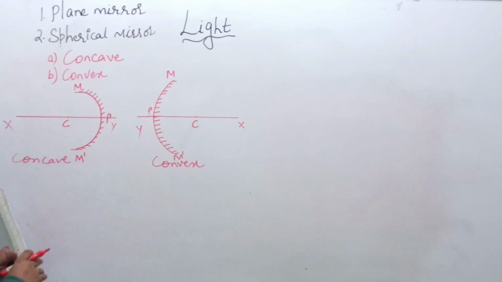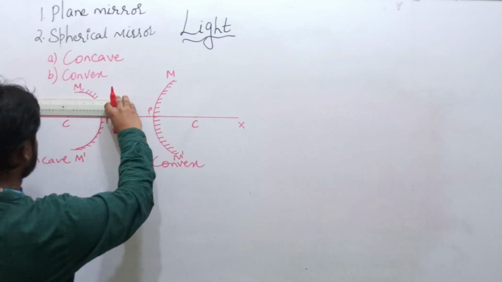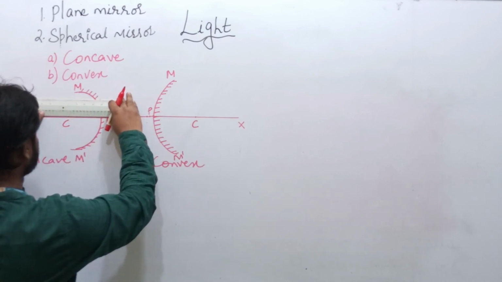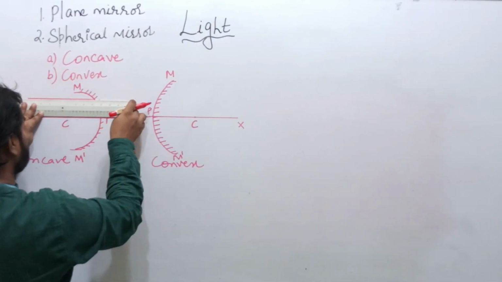Next, if I draw the rays. So I was explaining, if I draw the rays, now the light ray is incident here.